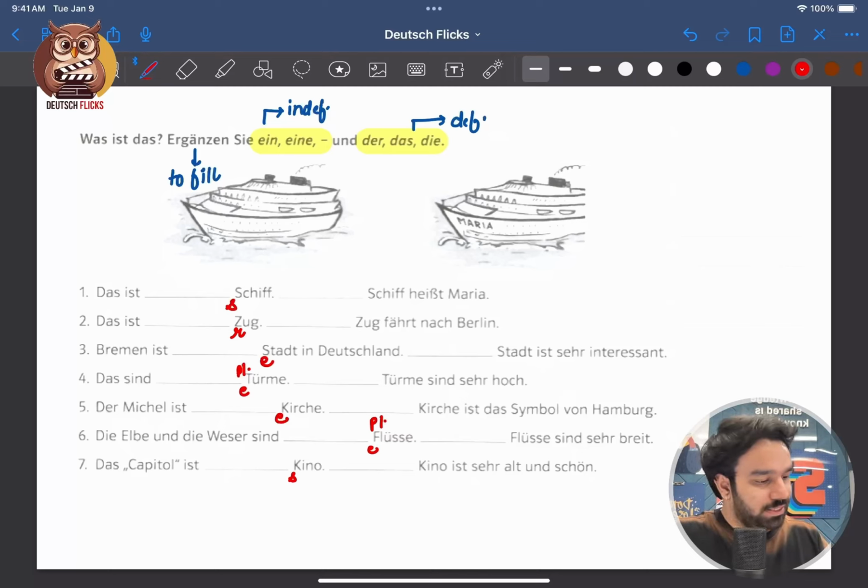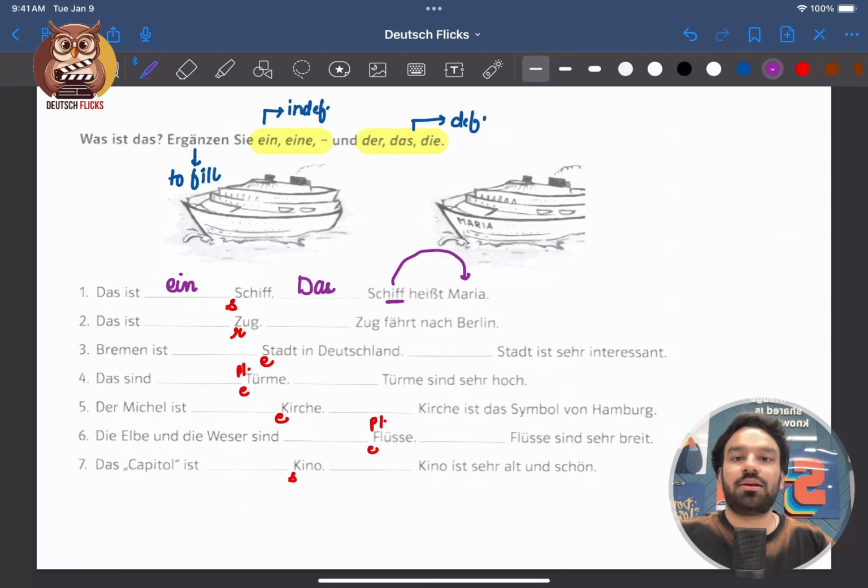Now for the first sentence, it will be das ist ein Schiff. That is a ship. So far there's nothing specific or particular defined. But in the second part you can see the ship is called Maria. So this is something specific, particular, defined. This time we'll go with the definite article. Das Schiff heißt Maria.